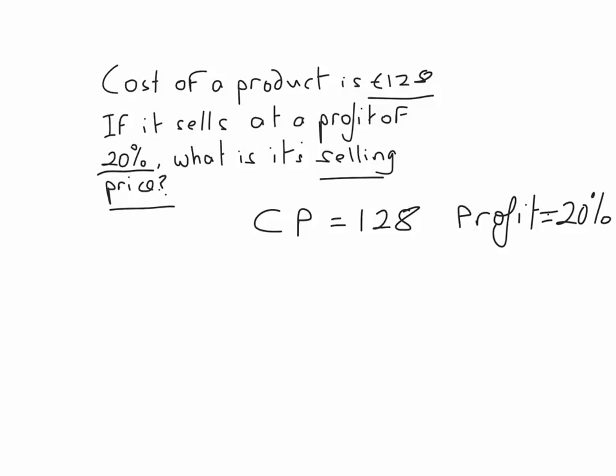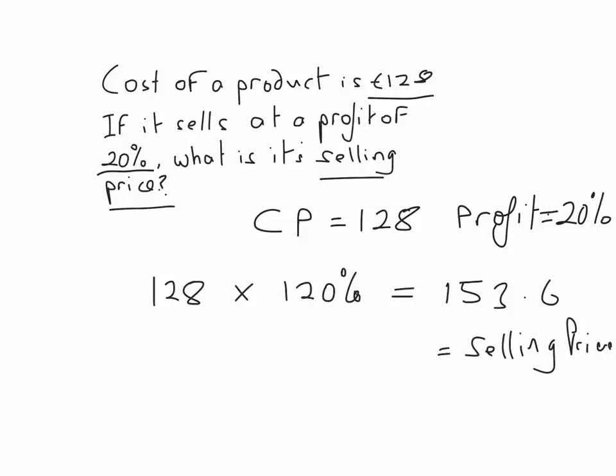So I find that's the way most students will do this problem, but there's a kind of a neater way of doing this, and you might want to try it this way, just to save yourself a little bit of time. So to use this method, you have to realize that the cost of 128 is really 100%. And then if you add on 20% to that 100%, you get the selling price, which is 120% of the cost price.